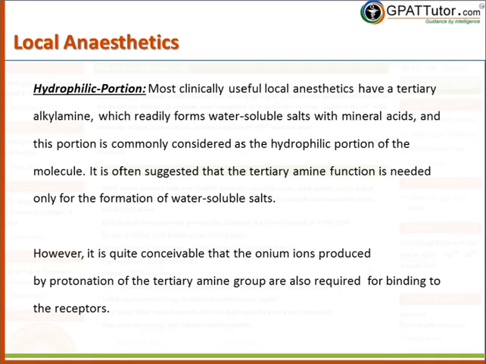The hydrophilic portion always makes the compounds more water-soluble salts with mineral acids, and this portion is commonly considered the hydrophilic moiety in the molecule. It is often suggested that the tertiary amine function is needed only for the formation of water-soluble salts. However, it is quite conceivable that onium ions are produced by protonation exclusively on the tertiary amino group, and hence the rate limiting step in the pharmacological influence of local anesthetics is onium ion formation.